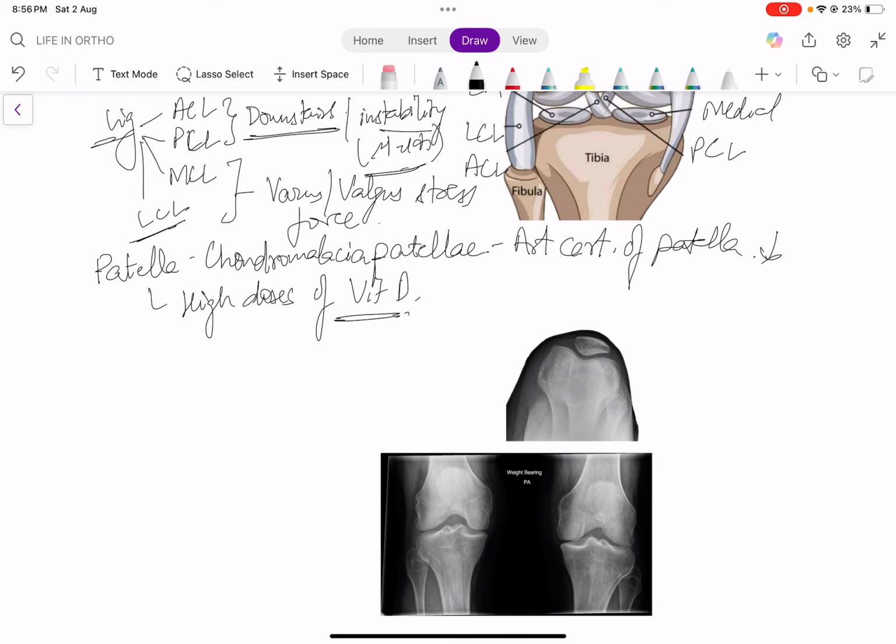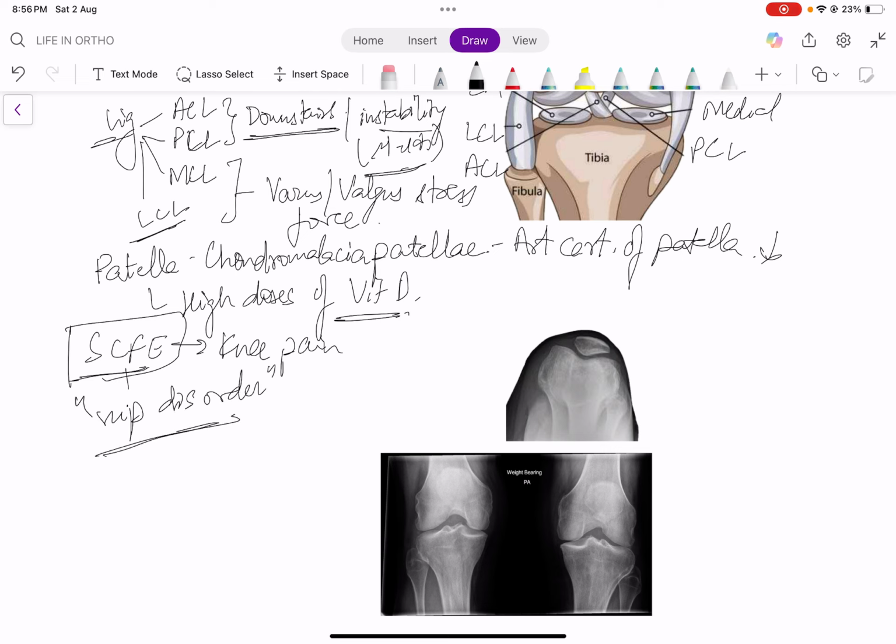Now, an MCQ question. In SCFE or slipped capital femoral epiphysis, there can be knee pain. It is usually a hip disorder but can present as knee pain. So it is an MCQ. In the old people, the most common cause is OA or osteoarthritis. Don't worry, I'll do a video of osteoarthritis separately. Then there is rheumatoid arthritis.